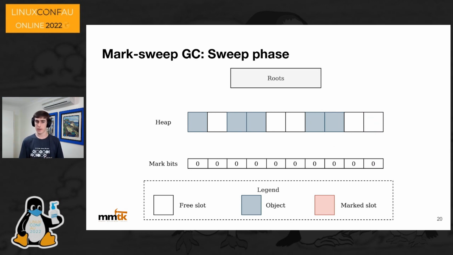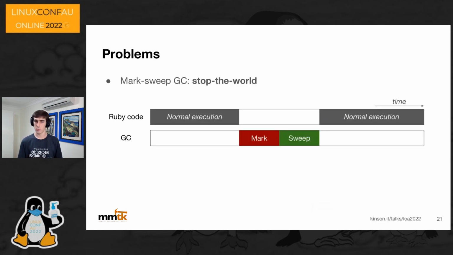So this mark sweep garbage collector has a couple of main problems. The first one is that it's what's known as a stop the world garbage collector. This means that you can't have the GC running at the same time as the Ruby code. When your Ruby code runs out of memory, it needs to stop. The GC will then run in entirety, and then the Ruby code will continue.